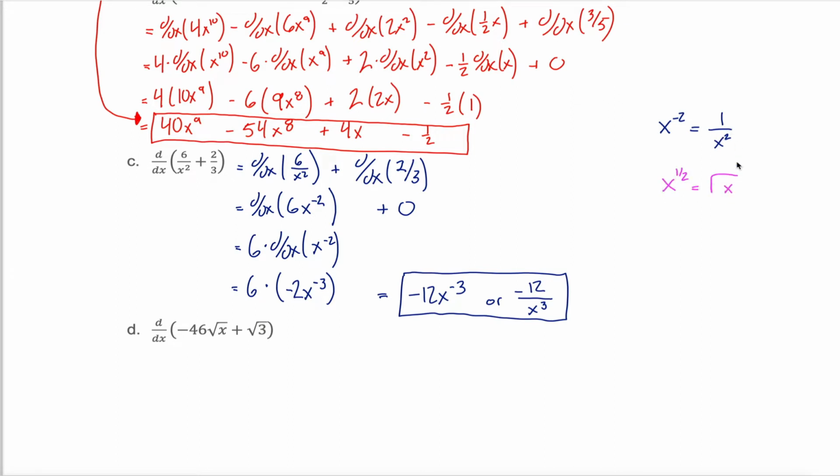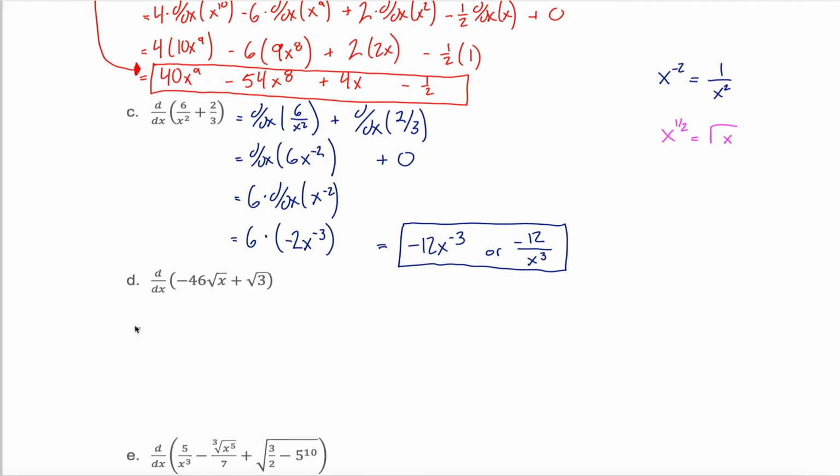Being able to rewrite expressions that are not conducive to our derivative rules in forms that are conducive to our derivative rules is a really useful talent for a calculus class. So what you'll want to do here is think about this as the derivative of negative 46x to the 1/2 power plus the square root of 3. And you might be like, wait, don't you want to make this 3 to the 1/2 power also? No, and I'll show you why.